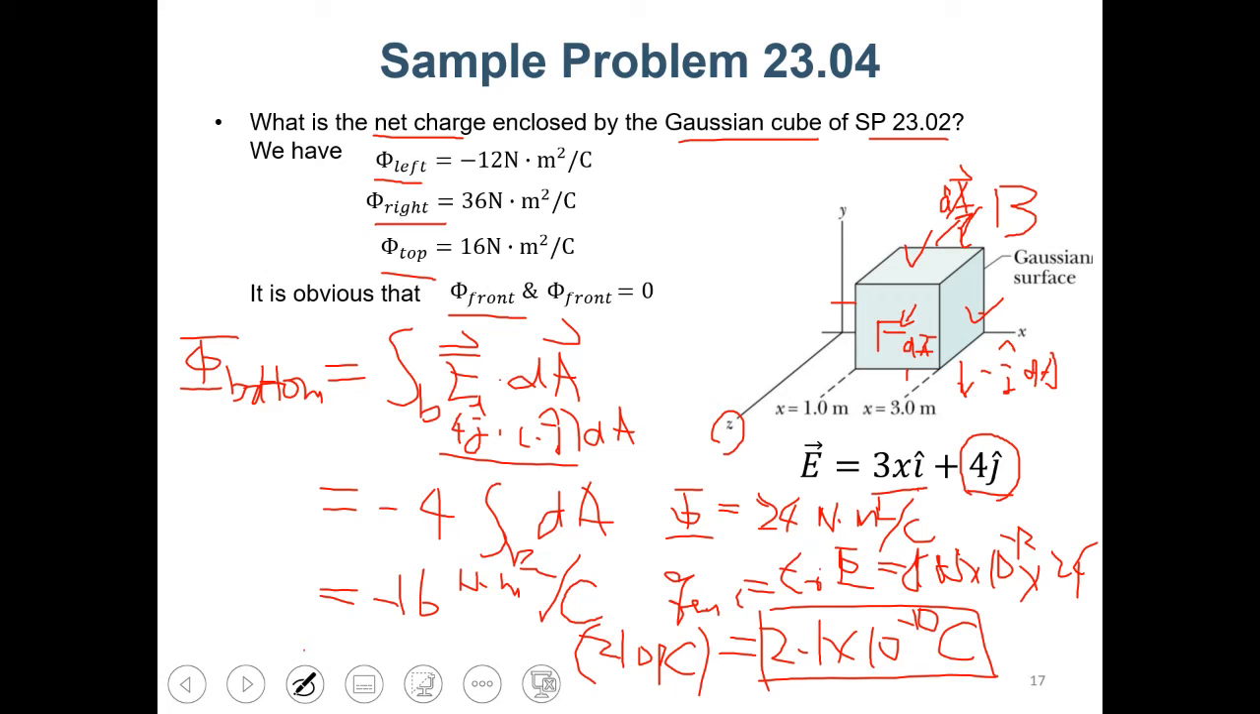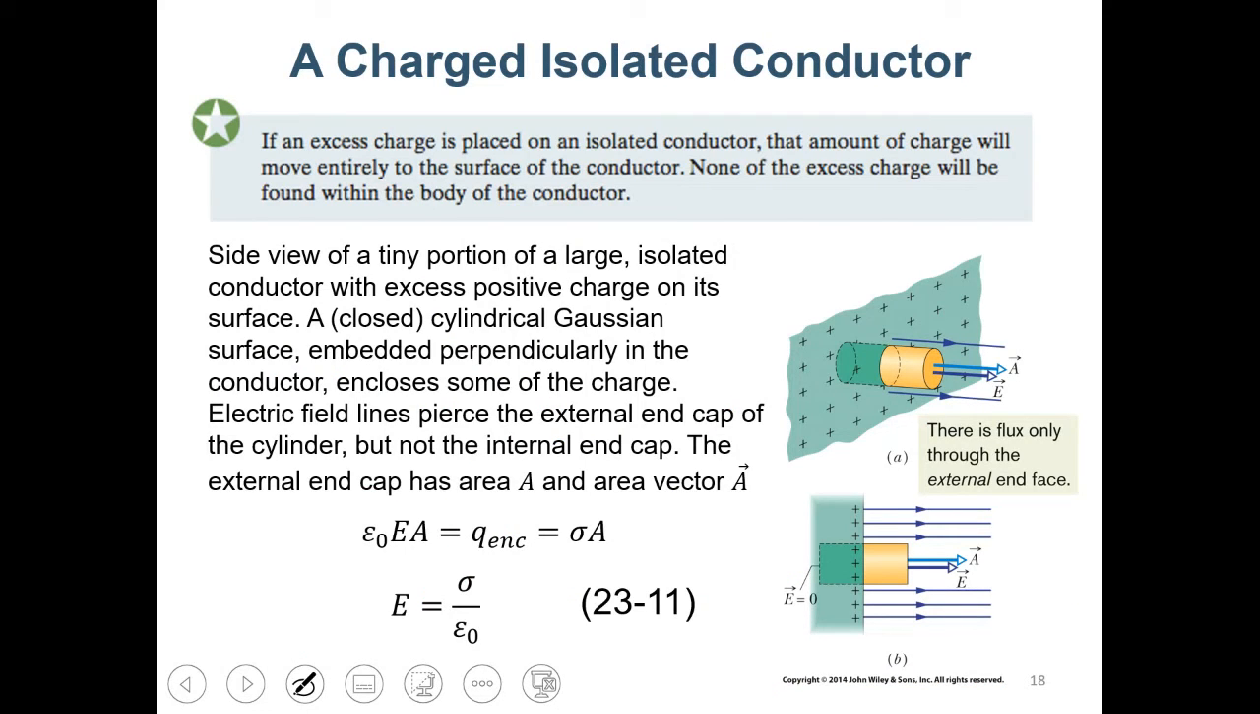So actually, when we know the electric flux, or the net flux across this cube, we can know the total charge within it, although we don't really know how the charge is distributed. We only know that there are 2.1 times 10 to the minus 10 coulomb of charge inside this cube. Okay, so any questions?